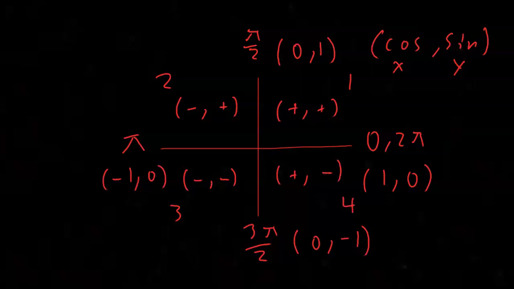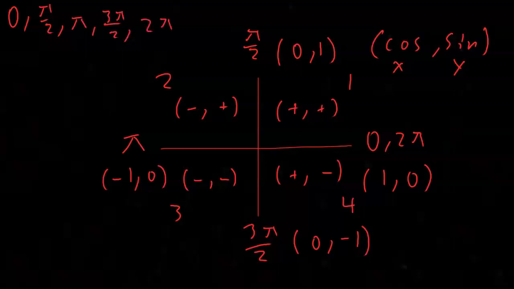Now that we know the sine and cosine values for the points 0, pi over 2, pi, 3 pi over 2, and 2 pi, we're going to learn the sine and cosine values for the points inside each quadrant, which include anything of pi over 6, pi over 4, and pi over 3.